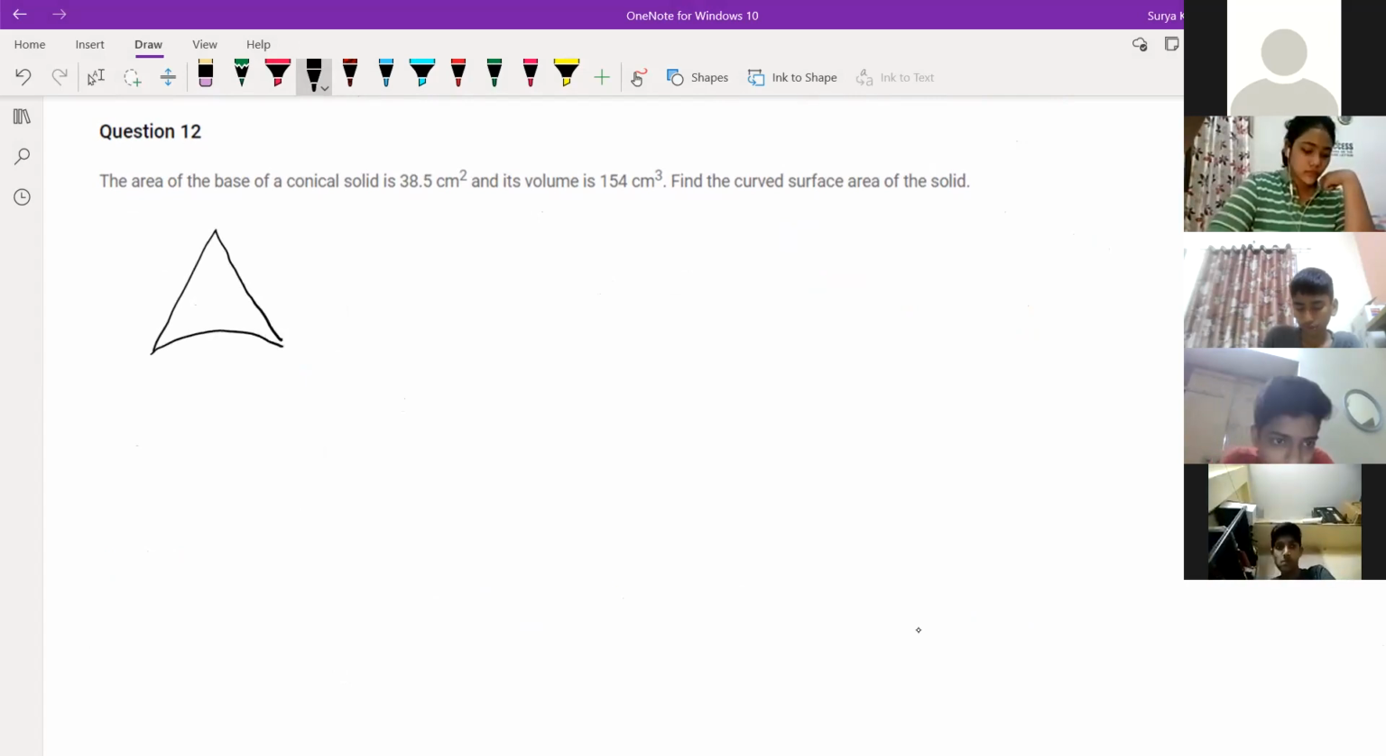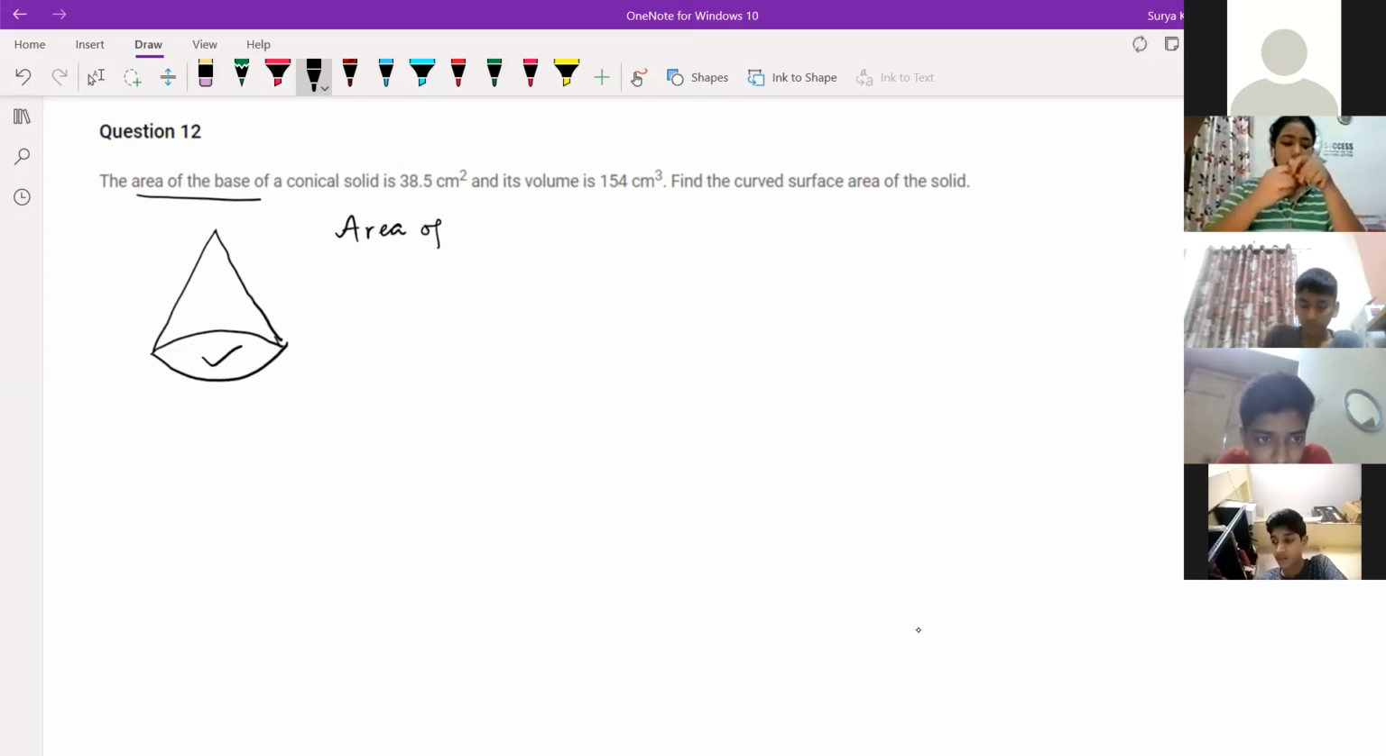See what I'm saying here. From basic concept, what we are getting from the question we are trying to write here. Area of the base. Base means your circle. Okay, Akshat? So area of circle. Area of base is what we can write. Formula of area of circle is pi r square.